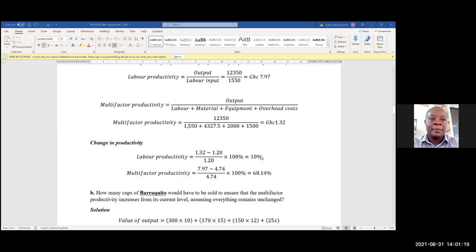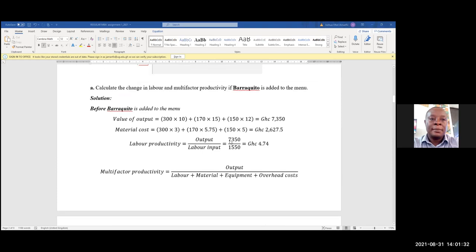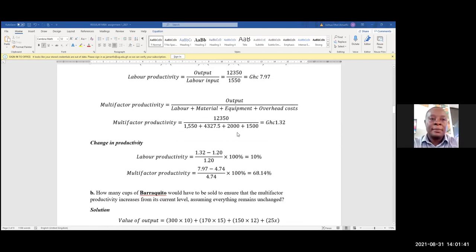So now for the change in productivity, most of you were doing difference instead of change. Change is percentage. Difference is just subtraction, subtracting units. So if we say change, we are looking at percentage change, not difference. The formula is your new minus your old, divided by the old. So the new is 1.32, subtract the old, 1.20, divided by the old, multiply by 100, and that will give us 10%. So there's been a 10% change in multi-factor productivity.